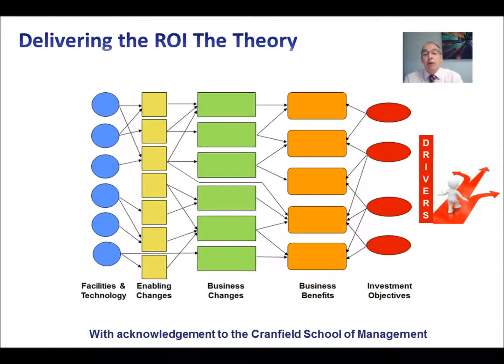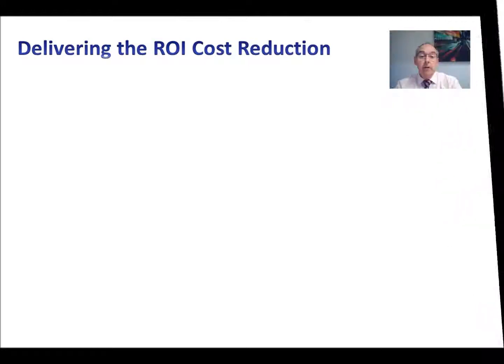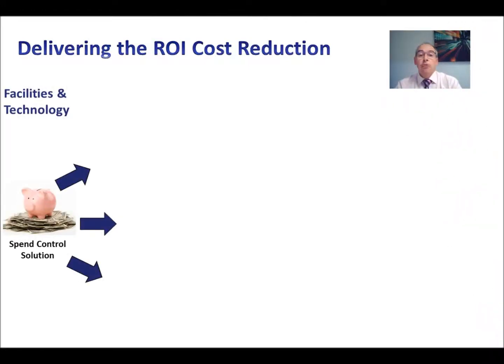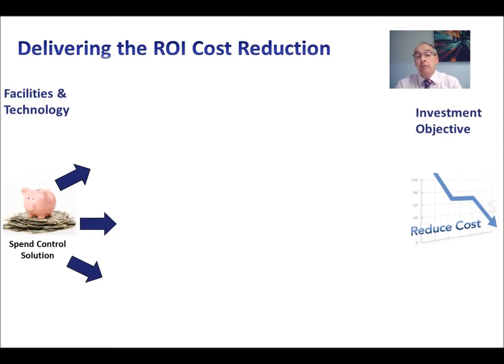So on the left hand side we have facilities and technology. We have enabling changes through the features that we deliver. These then lead to business changes in the way that we work, and that we should link to business benefits which deliver to us our investment objectives. So let's have a look at our spend control solution and how we can show the link through to our investment objective, which is cost reduction.